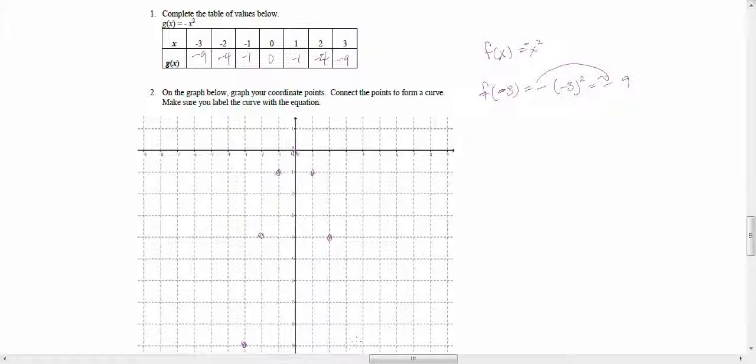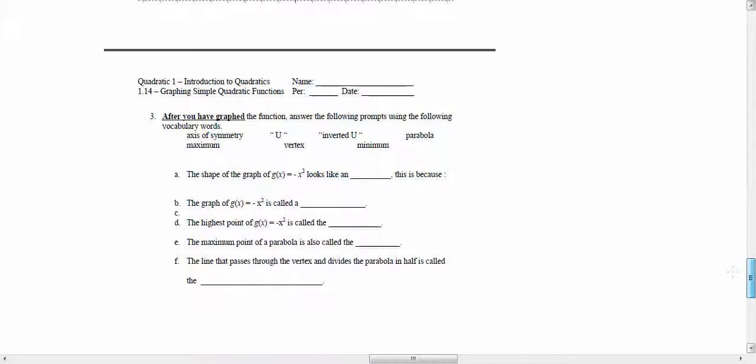Let's talk about the vocabulary of this thing real quick. It's actually pretty straightforward. There's me failing at learning how to connect the dots when I was a kid. Actually, I'm writing on this computer tablet and it's really tough. This graph looks like an inverted U. It's still called a parabola.